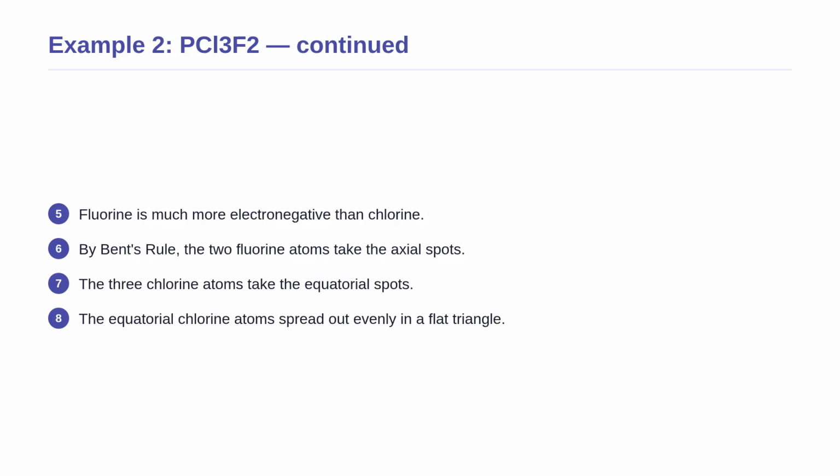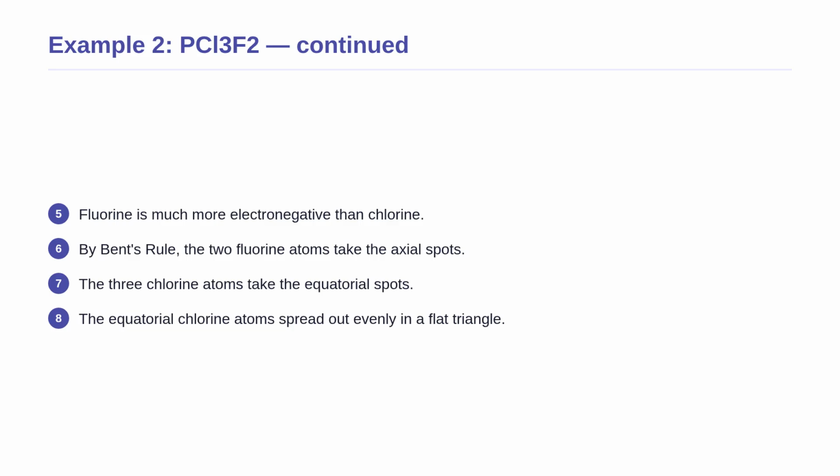Continuing with our structural prediction, we must decide where each atom goes. We know fluorine is much more electronegative than chlorine. Applying Bent's rule, the highly electronegative fluorine atoms are forced into the axial spots because those positions have less S character, perfectly suiting their greedy nature.